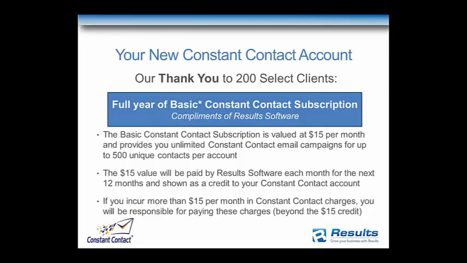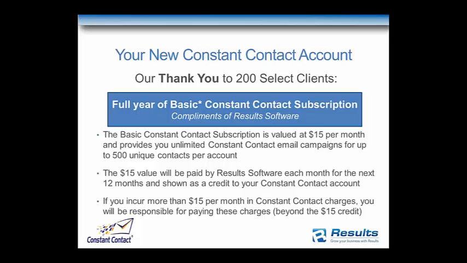This is the basic Constant Contact subscription that the Results software is covering for you on a monthly basis. The dollar value of that is $15 a month, so we will make that payment on your behalf for your account. And that basic Constant Contact subscription covers unlimited email campaigns up to 500 unique contacts using the Constant Contact engine itself. And we will pay that bill for you for the upcoming full year, 12 months of payments that we will take care of for you.